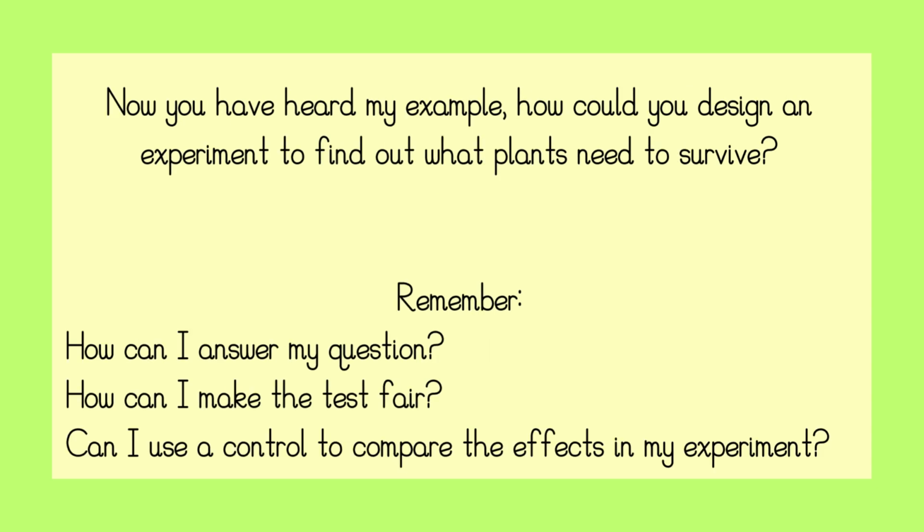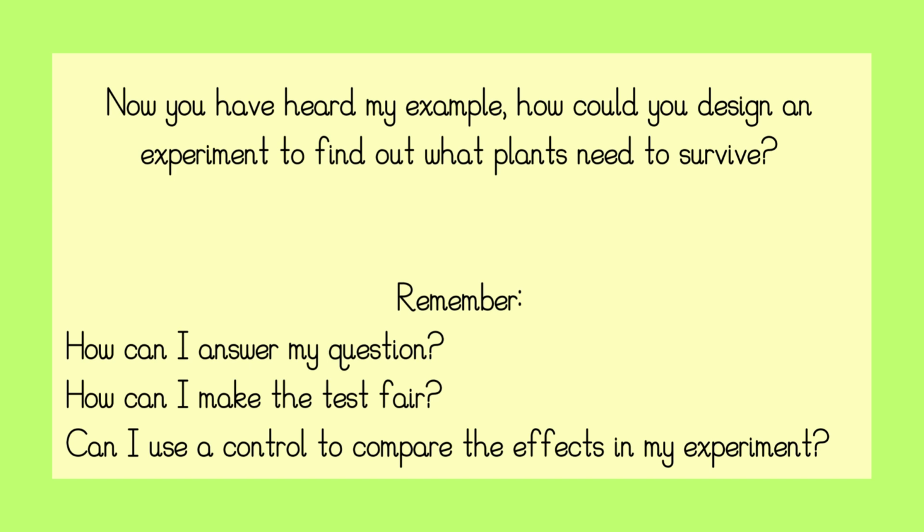Now you've heard my example. How could you design an experiment to find out what plants need to survive? Remember, how can I answer my question? Think about what you already know about plants. What could you do to answer that question? What could you change? Maybe you would be looking at a couple of different seeds and you change something of each of them. I want you then to think about how you can make the test fair.